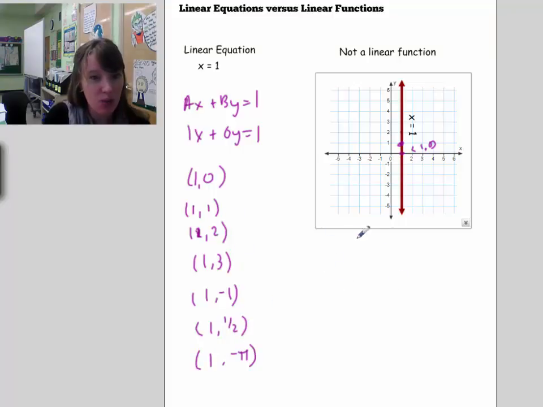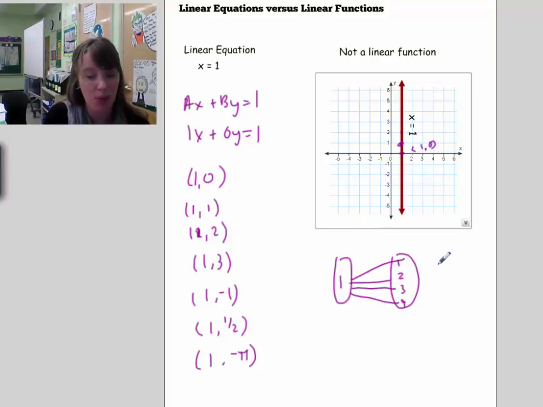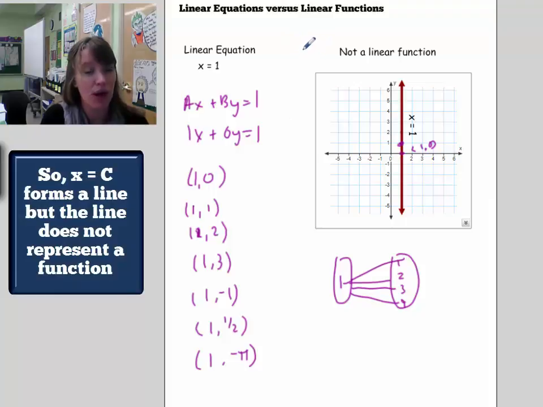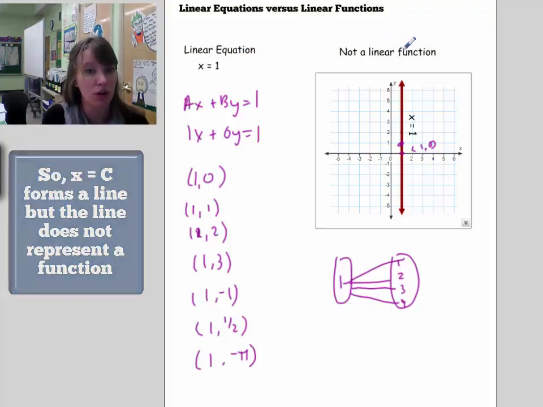What this is saying is, remember, this is this function. 1 is being sent to 1, 2, 3, 4, right? This is our example where, using the mapping diagram, we can indicate that this is not a linear function because one value is being sent to an infinite amount of places, okay? So a vertical line is not a linear function, but the equation can be turned into a linear equation. So this is the one exception to the rule that a linear equation turns into a linear function.